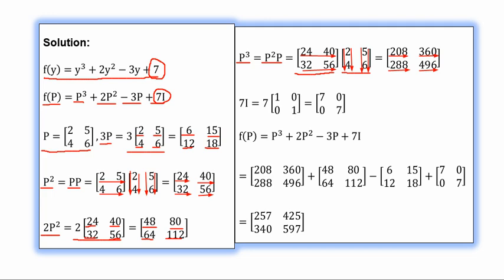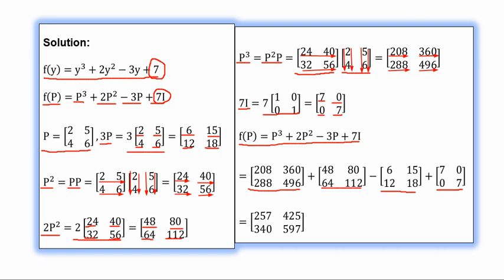So we take 7I, that is 7 times the 2 by 2 identity matrix. 7 times 1, 7. 7 times 0, 0. You go to the second row. 7 times 0 is 0. 7 times 1 is 7. We can now look for f of P because we know all the components. So this is P cubed, this is 2P squared, this matrix is 3P, and this is 7I.